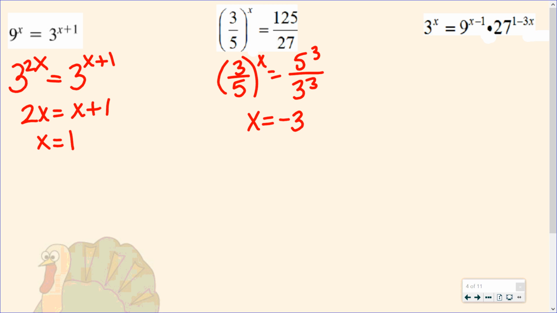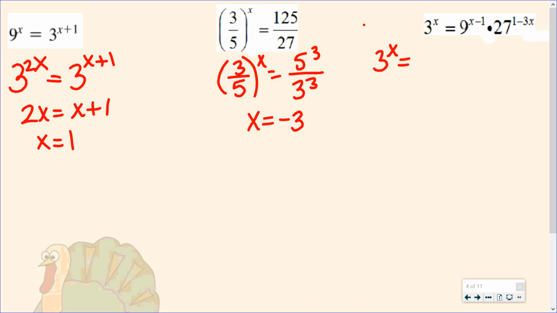Okay, the last one's the trickiest one. 3 to the x equals 9 to the x plus 1 times 27 to the 1 minus 3x. So here I have 3 bases. 3, 9, and 27 are all powers of what? 3. Okay, so I have 3 to the x.